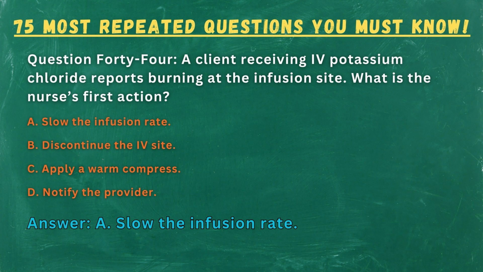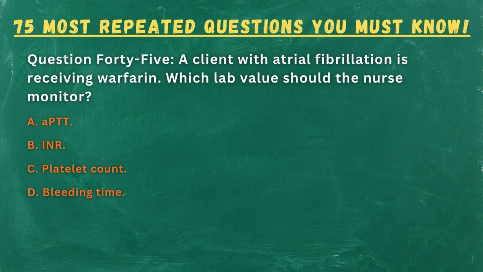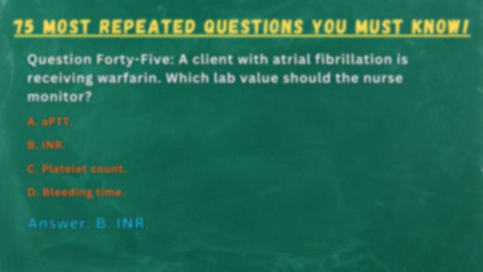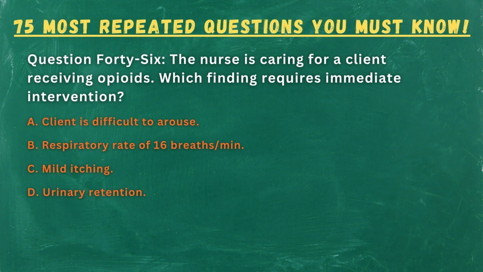Answer. A. Slow the infusion rate. Question 45. A client with atrial fibrillation is receiving warfarin. Which lab value should the nurse monitor? A. APTT. B. INR. C. Platelet count. D. Bleeding time. Answer. B. INR.